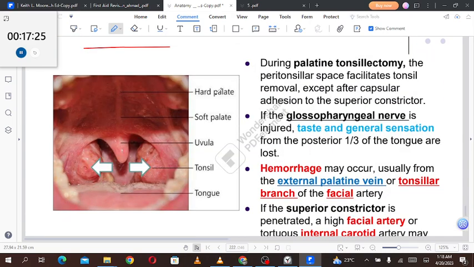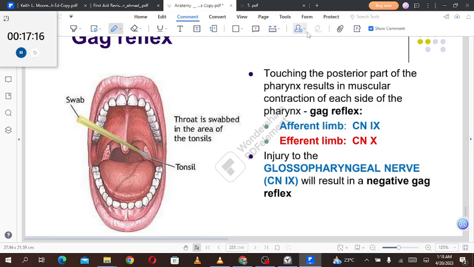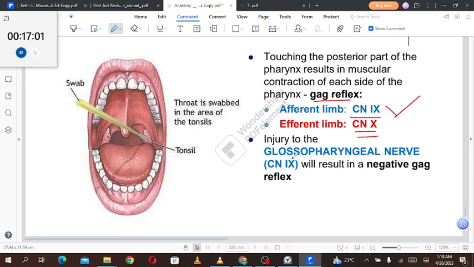Here you can see in the picture, this is the hard palate, then we have the soft palate, and then the uvula is over there. These are enlarged tonsils, and then you have the tongue. What is the gag reflex? Gag reflex means touching the posterior part of the pharynx results in muscular contraction of each side of the pharynx. The afferent limb is mediated by CN9, the sensory pathway, and the efferent limb is mediated by cranial nerve 10. Injury to the glossopharyngeal nerve CN9 will result in a negative gag reflex.